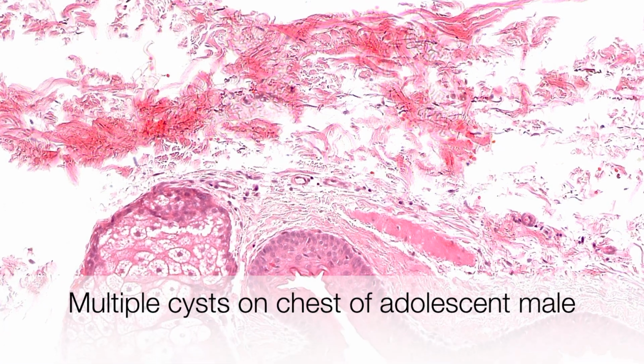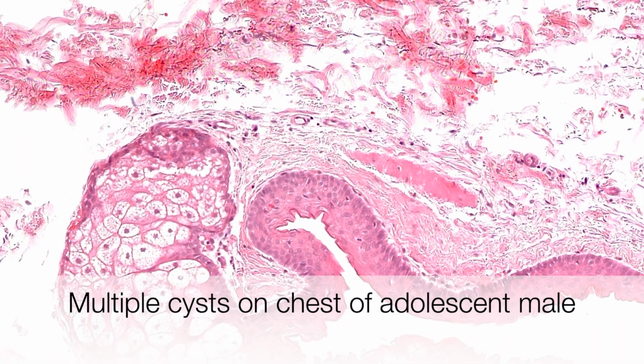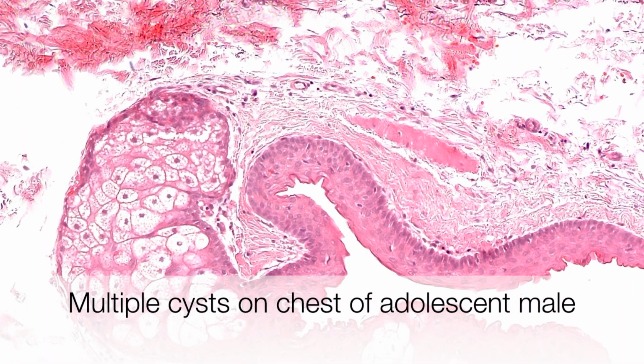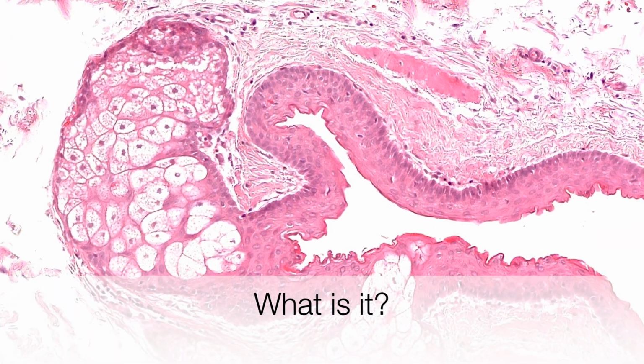Question number 2. This is a lesion from the chest of an adolescent male who has multiple cysts on the chest. What is it?